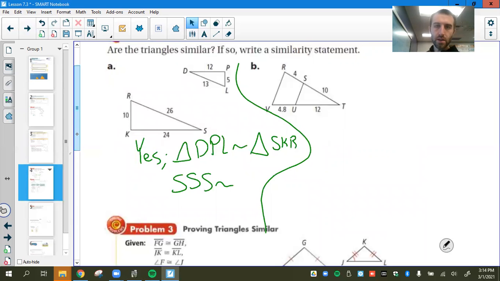What about letter B? Okay, we have triangle TUS and triangle TVR. Well, is 10, excuse me, not 10, 10 and 14 is 10 plus 4, and then 12 over 16.8. Okay, you should find that they are both the same ratio. They convert to the same ratio. So these are also, yes.